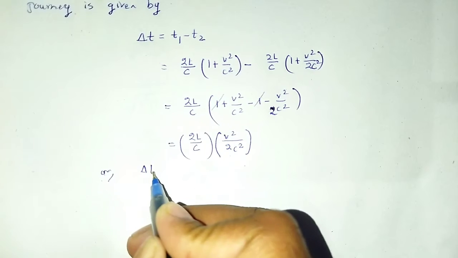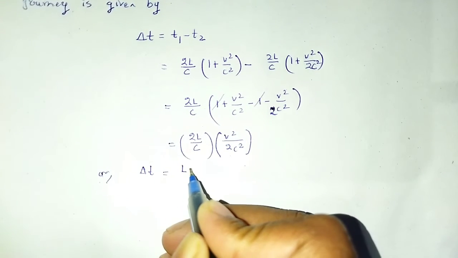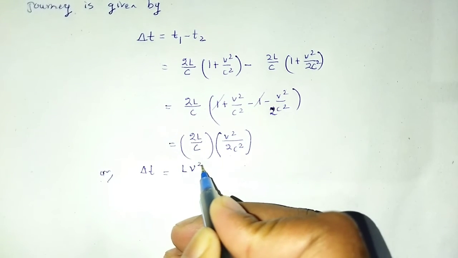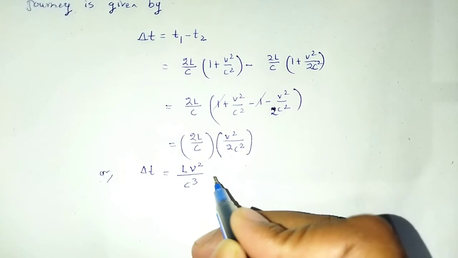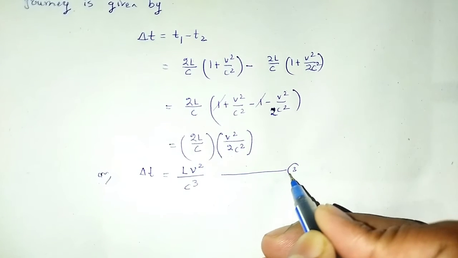Therefore del T is equal to L V square divided by C cube, 2 to cancel out. This is equation number 3.